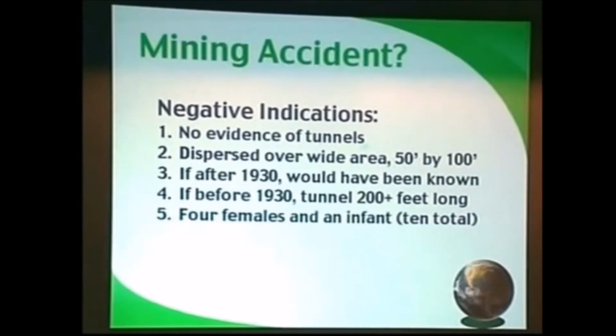There were 4 females and an infant in the total of 10, which doesn't sound like a mining operation, does it? Sounds like a group of people that got caught in a catastrophe, washed into place. There were no crushed bones. If you've got a mining accident, you've got crushed bones. No tunnels, widely dispersed. The tunnel would have to be 200 feet long, no evidence of it. An infant, 4 females, and no crushed bones. As we say in Texas, that dog just won't hunt. That just won't fly as an explanation.